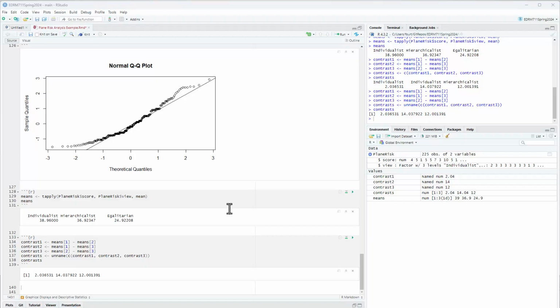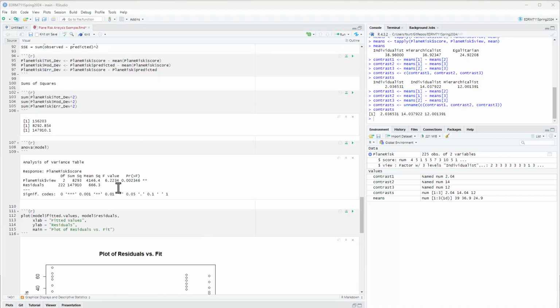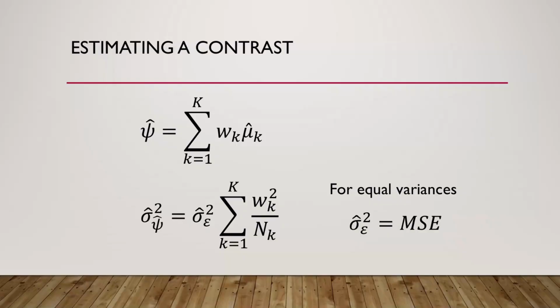So earlier in another video, when we ran the analysis of variance table, here it is right here, we got that mean square residual, or mean square error, and that's 666.3. So we've already got part of our formula done. We just need to work out the other parts now. So let's look again at what those other parts are. It has to do with adding up weight squared over sample size.